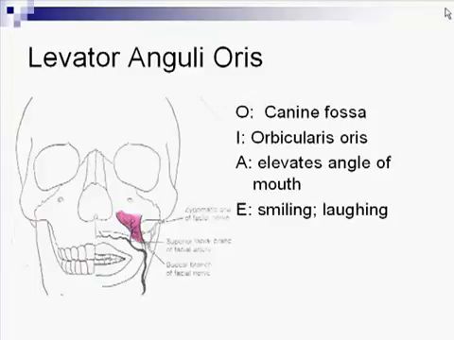Levator Anguli Oris, think about the words. This lies beneath the Levator Labii Superioris. Its origin is the canine fossa located in the maxilla. Its insertion is the Orbicularis Oris, which is at the angle of the mouth. This levator, it brings up, it elevates the angle of the mouth. This expression is for smiling and laughing.